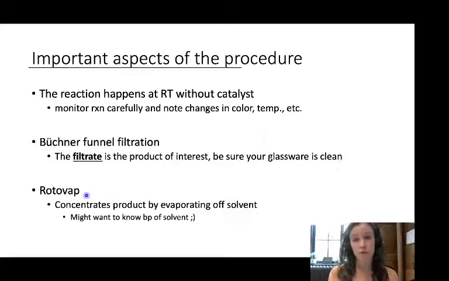Generally, rotovaps are used to concentrate product and evaporate off solvent, in our case, hexanes. So it might be important to know the boiling point of our solvent. We'll see this when we go into the lab, but the rotovap has a couple different important parts. One particularly important part is a hot water bath. We're going to heat that solvent up and pull a vacuum on it so it evaporates, leaving us with our pure product.